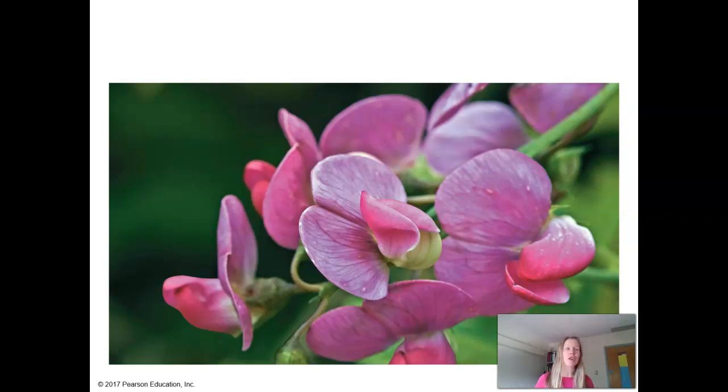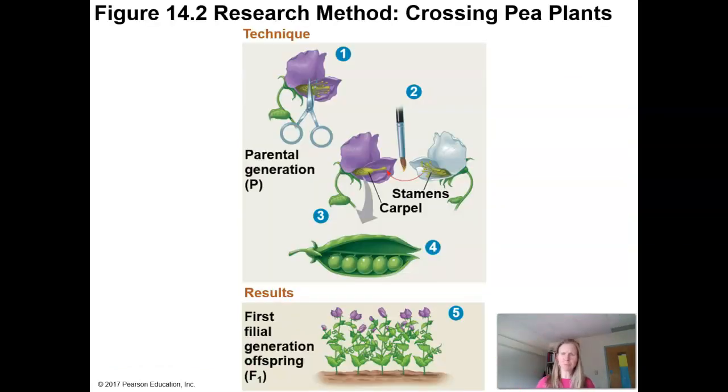So some of the advantages of using peas, like this was a really good choice. They have a short generation time. They have large numbers of offspring, so you can count them. The mating can be controlled. You can let plants self-pollinate, or you can actually cover the flowers and cross-pollinate them yourselves.